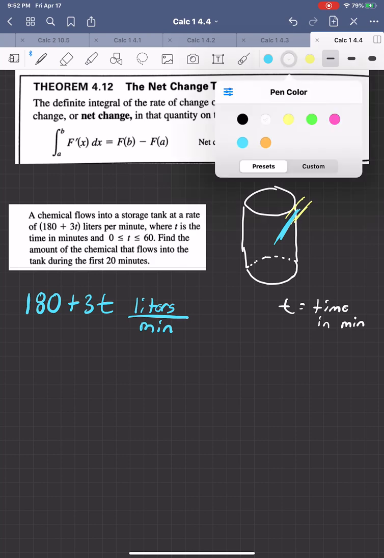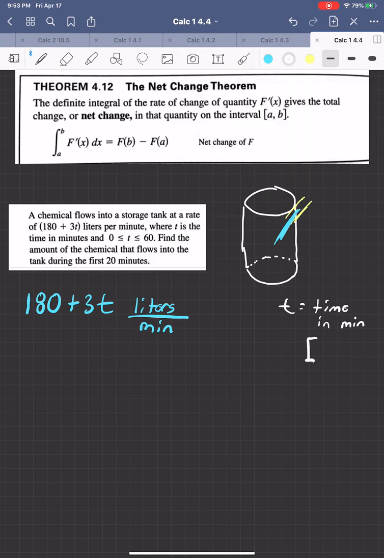So this model is only good for a t-value, I'll go ahead and write it the way they wrote it, within 0 to 60 minutes. Okay, so what do they want from us with this information? They want us to find the amount of the chemical that flows into the tank during the first 20 minutes. Let's say you turn the knob on and chemical flows into this tank, then 20 minutes go by, you turn it off, and now you want to know how much chemical is in this tank.